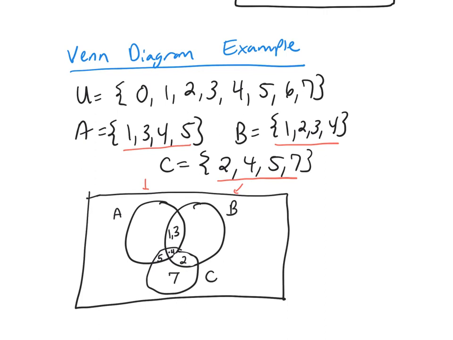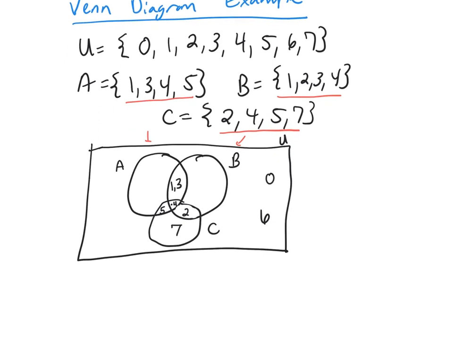So now let's look at our universal set. What numbers don't I have in my picture so far? I'm missing 0, so 0's outside. I've got 1, 2, 3, 4, 5. I'm also missing 6. And then I've got 7 in my picture. So this is my Venn diagram for this example.